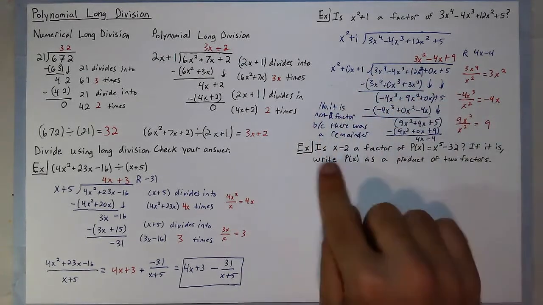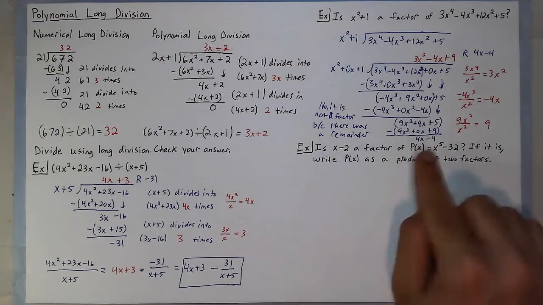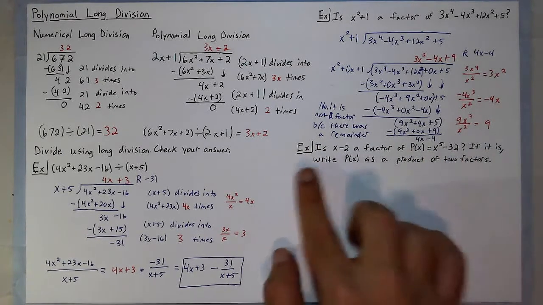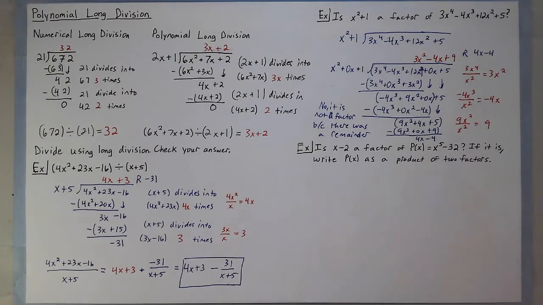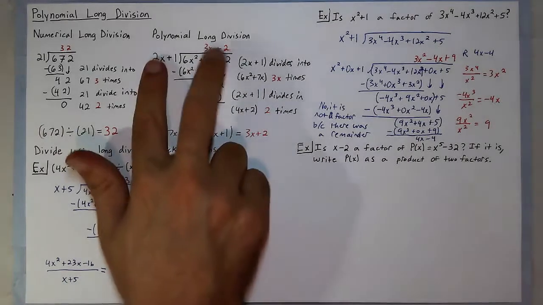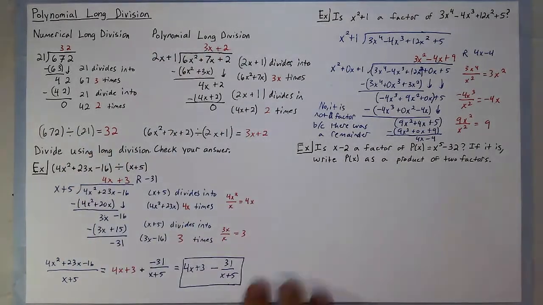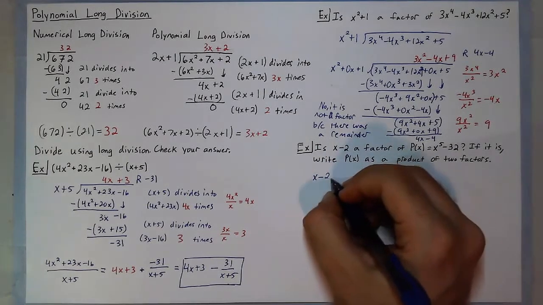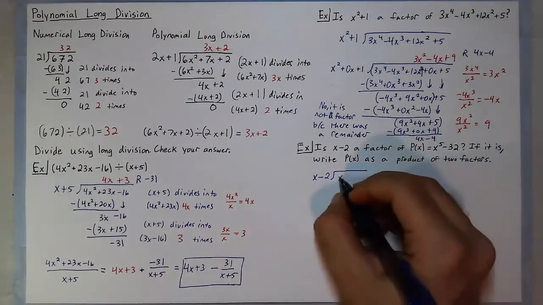Now let's see if x minus 2 is a factor of the polynomial x to the fifth minus 32. And if it is, we'll rewrite p of x as a product of those two factors. Meaning x minus 2 times something else, the same way we saw it over here. So I'm going to do x. How many times does x minus 2 go into x to the fifth minus 32?